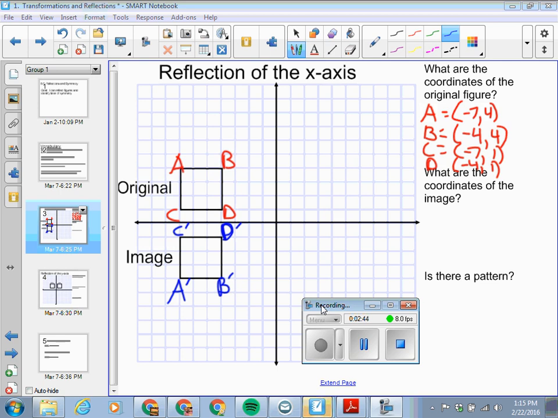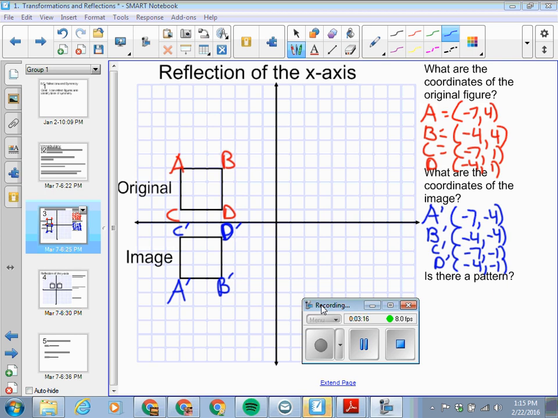So we'll again name these coordinates. So A prime is at negative 7, negative 4. Then B prime is at negative 4, negative 4. C prime is at negative 7, negative 1. And D prime is at negative 4, negative 1. There is definitely a pattern here if you guys want to pause the video and see if you can write it out.